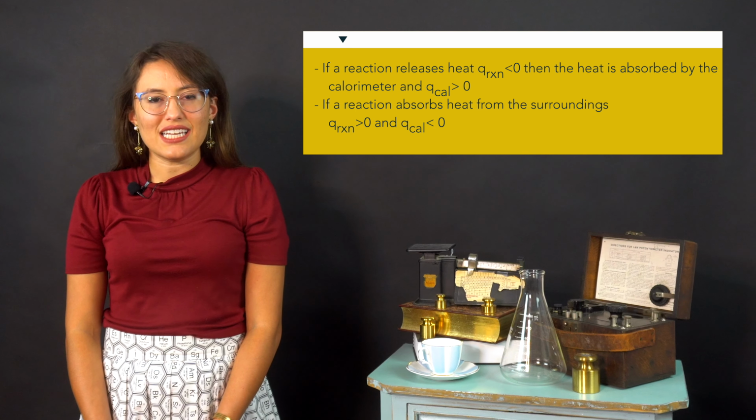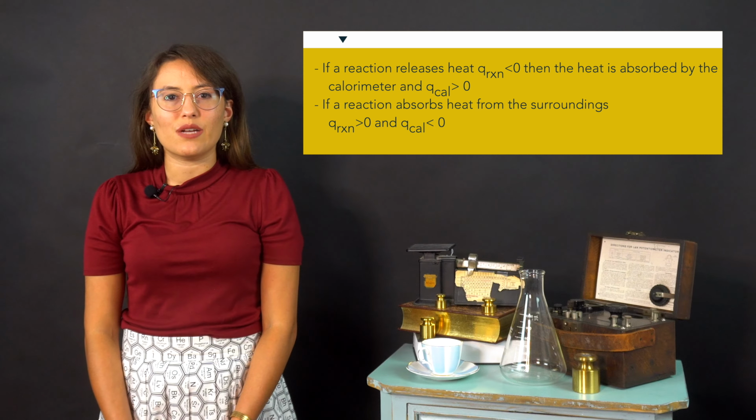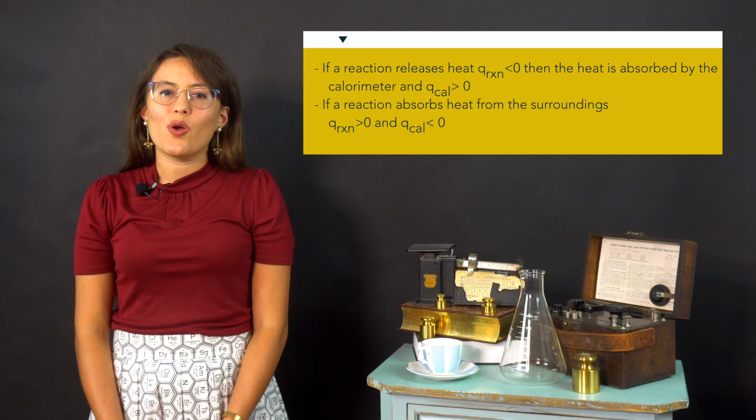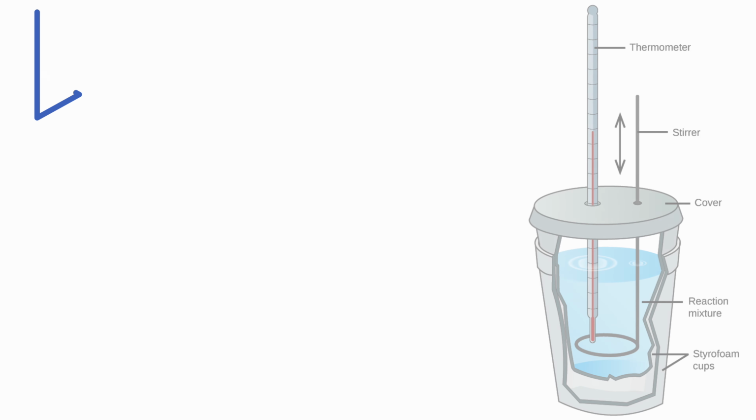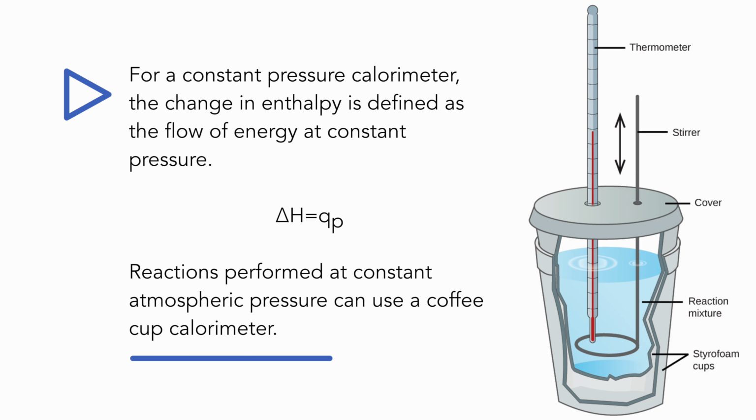Keep in mind that in each scenario, the amount of heat absorbed is equal to the magnitude of heat released with the opposite sign. For a constant pressure calorimeter, the change in enthalpy is defined as the flow of energy at constant pressure. Reactions performed at constant atmospheric pressure can use a coffee cup calorimeter. This apparatus is insulated to reduce heat loss from the calorimeter to the environment. It also is equipped with a thermometer and stirrer and is sealed.